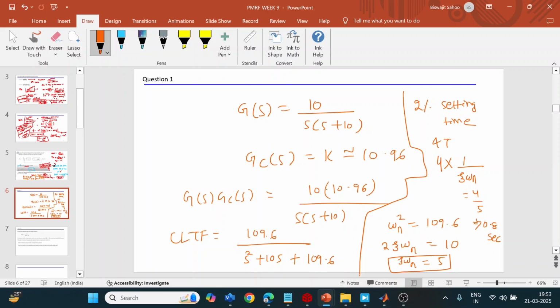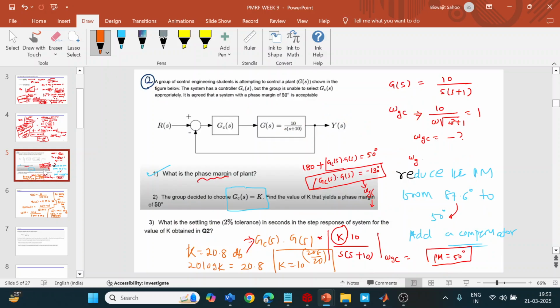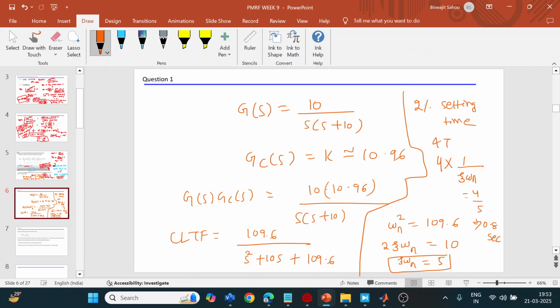But what is the question saying? The question is saying, corresponding to initially, what is the settling time? If I have a system, only 10 divided by s into s plus 10, I don't want to add the compensator. Let me do it in a different pen for understanding. Suppose I have only G of s. If I have only G of s, what is written here? You find out the closed loop transfer function of that G of s. So it will be 10 divided by s square plus 10s plus 10.